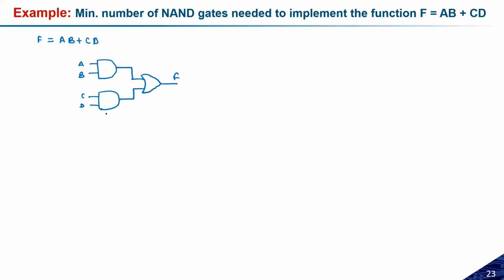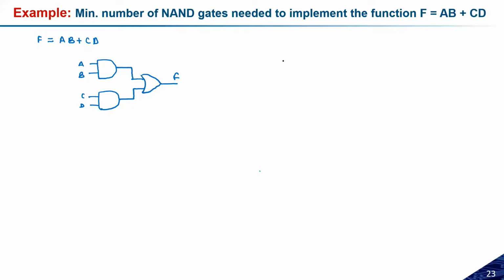Why am I doing it like this? Suppose here I have an AND gate, and to make this a NAND, I need one bubble, or one inverter, at the output. And also this is the OR gate, and to make this OR gate a NAND gate, I need two inverters connected before the inputs, or bubbles are needed. So that is why I am doing it like this.